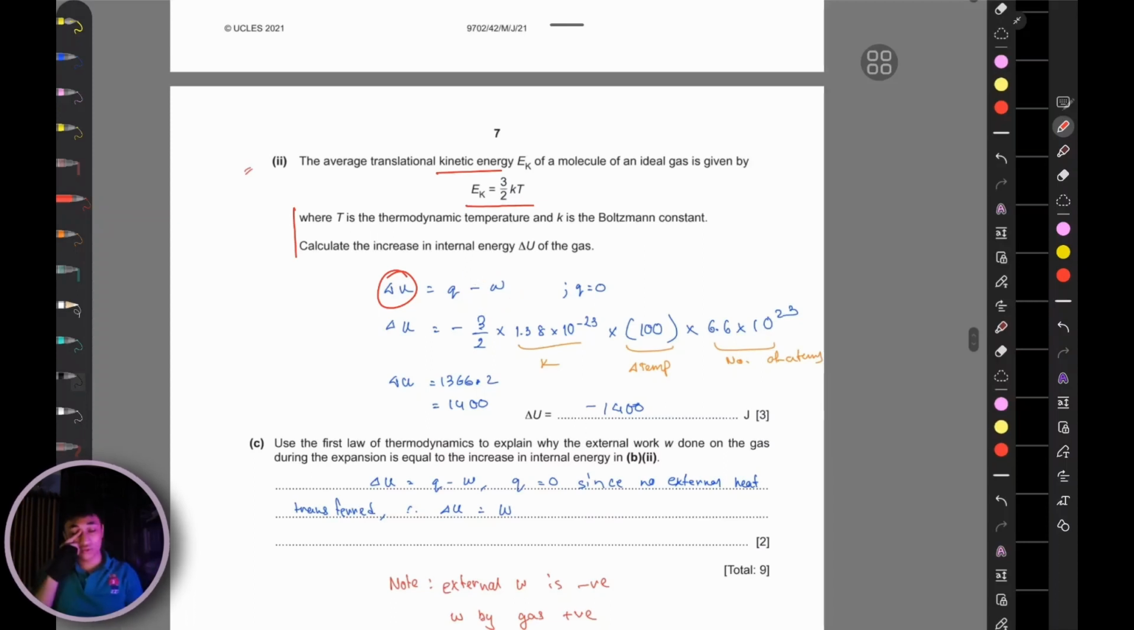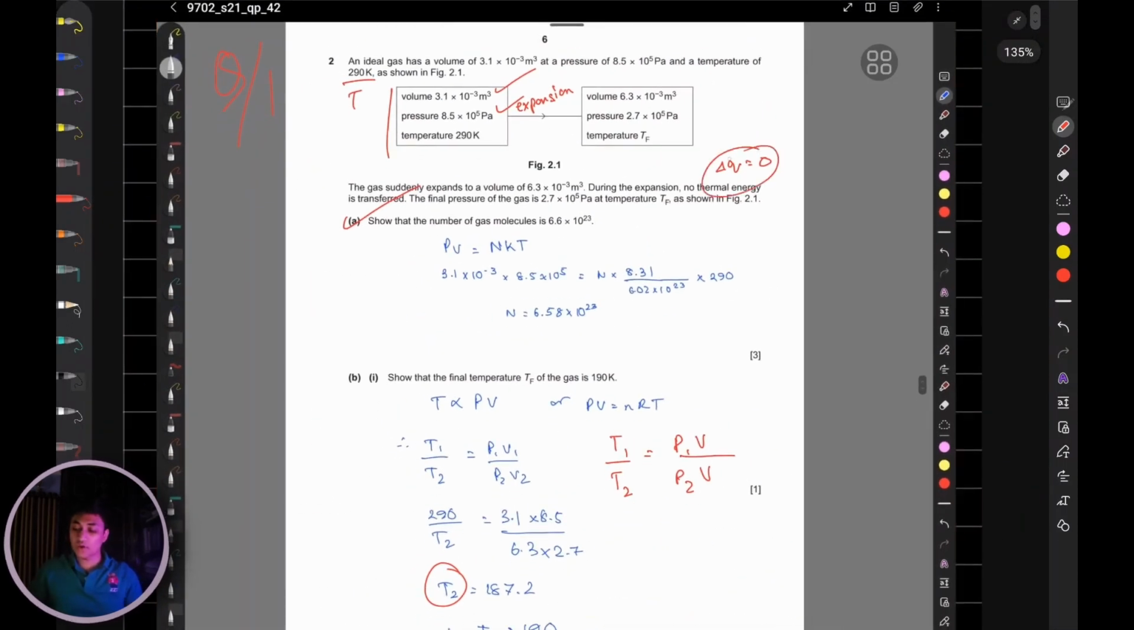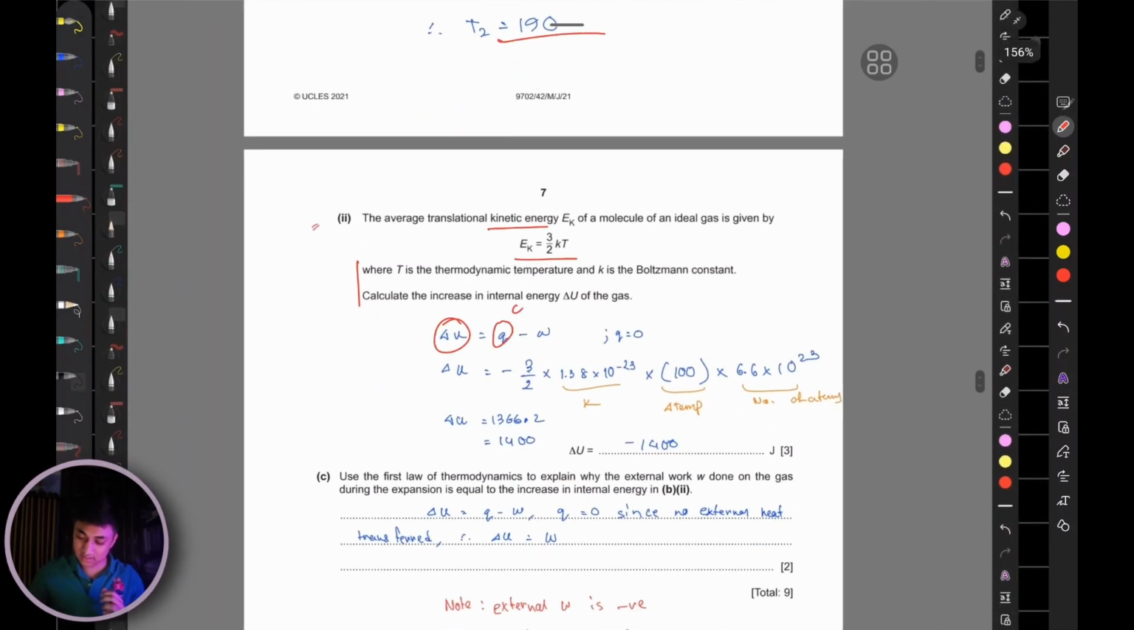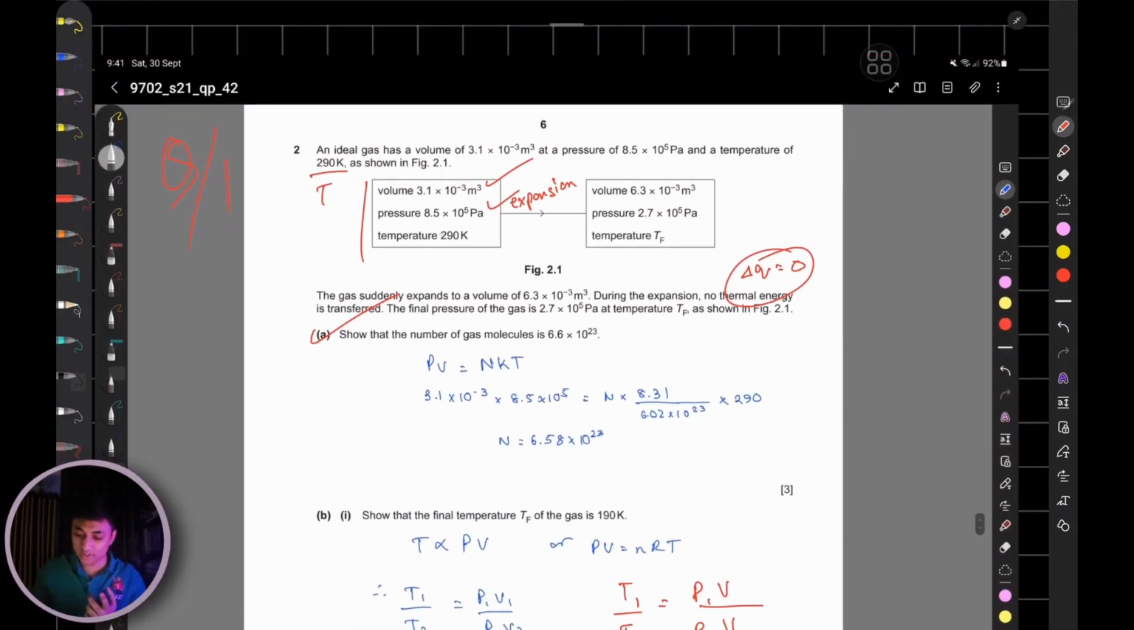Now, over here, what do you know? You know, initially, no amount of thermal energy was given in or taken out. So del Q, thermal energy change, is 0. So plug that in. This is 0. The amount of work done though, is it 0? No. Why? Notice one thing. Over here, expansion has taken place. 3.1, 6.3. The volume has expanded, right?